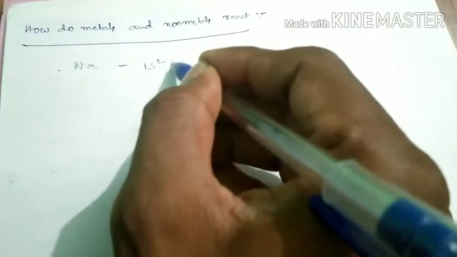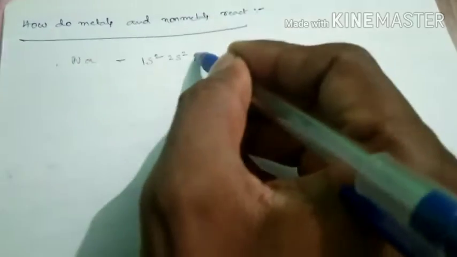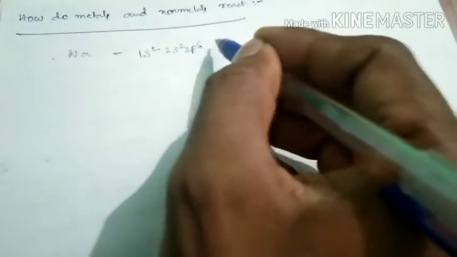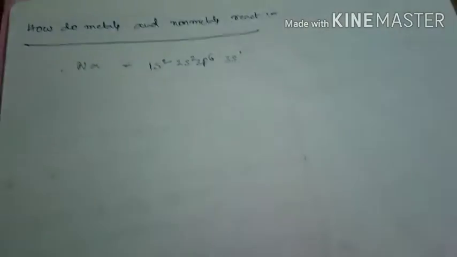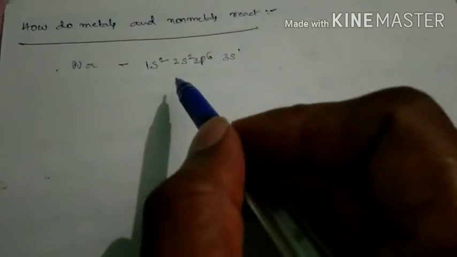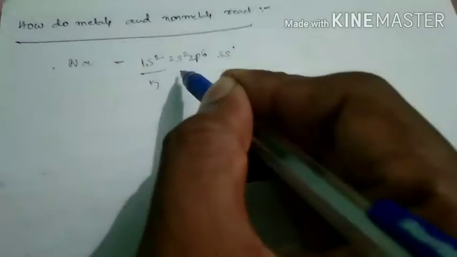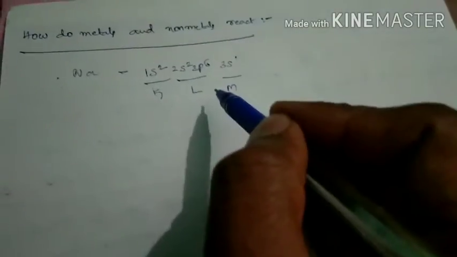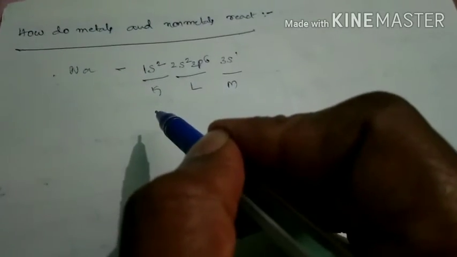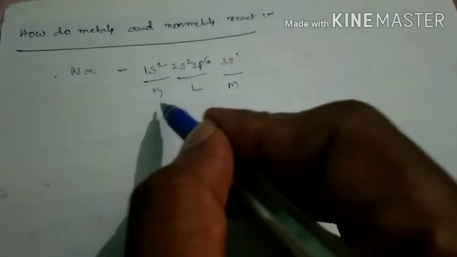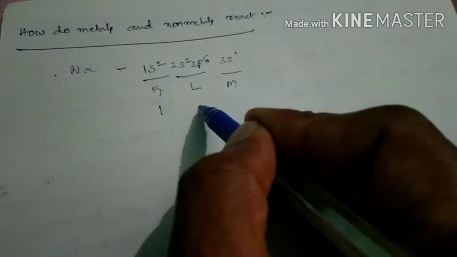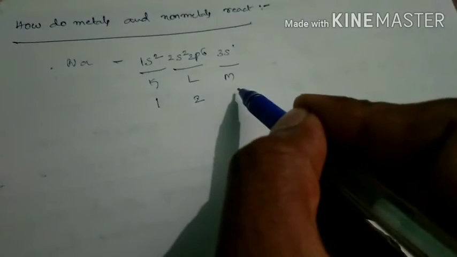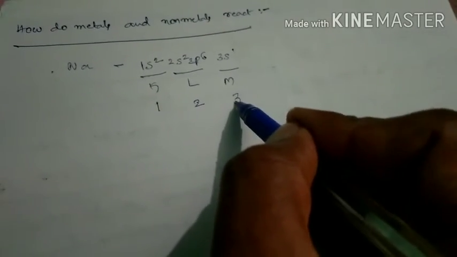The electronic configuration of sodium is 1s2, 2s2, 2p6 and 3s1. This is the electronic configuration for sodium. In this configuration, this is the K shell, this is the L shell, this is the M shell. All these points we have discussed already in class 9. So the K shell means the first shell, the L shell means the second shell, and the M shell means the third shell.